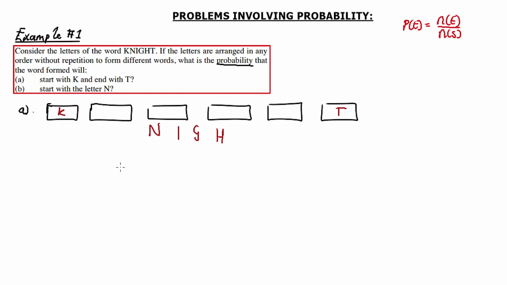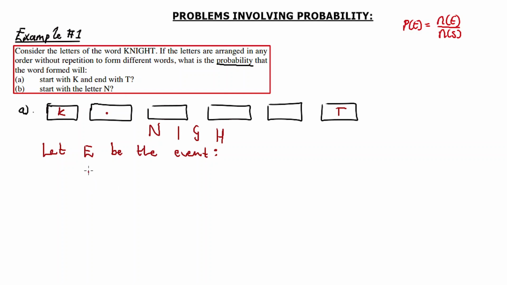Now we want to know what is the probability of getting a word that starts with N and ends with T, right? So we need to apply a counting principle. Which one? It will be rule number 2, because we are not repeating any letters. Let's say E be the event.